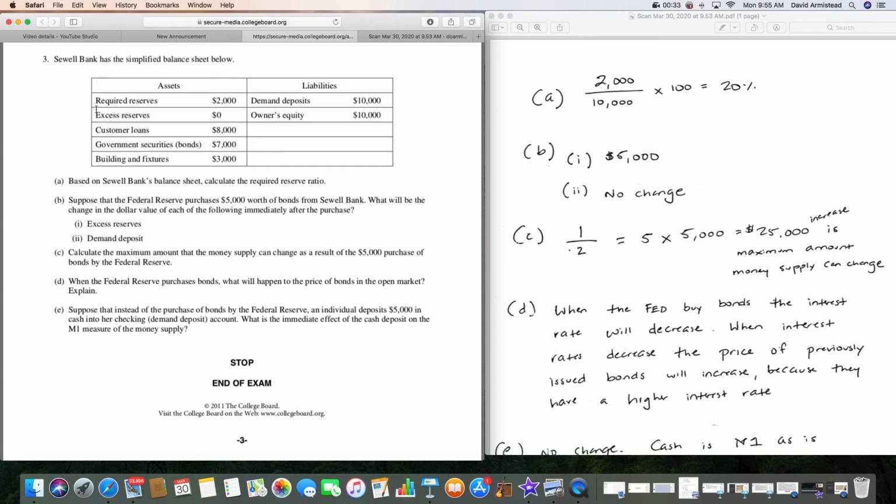All right, you can see the balance sheet here. If you haven't done this yet, go do it, right? By doing it and then by looking at me explain it, that's going to help you much more if you just sit here and watch me explain this stuff.